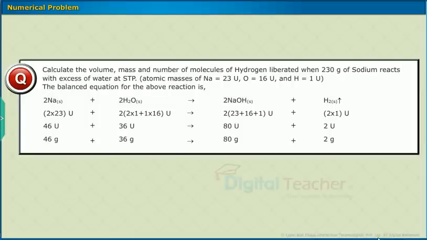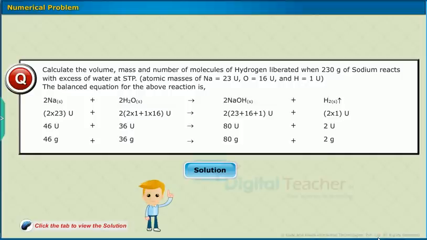Numerical problem. Calculate the volume, mass and number of molecules of hydrogen liberated when 230 grams of sodium reacts with excess of water at STP. Atomic masses of sodium is 23 units, oxygen is 16 units and hydrogen is 1 unit. The balanced equation for the above reaction is. Click the tab to view solution.